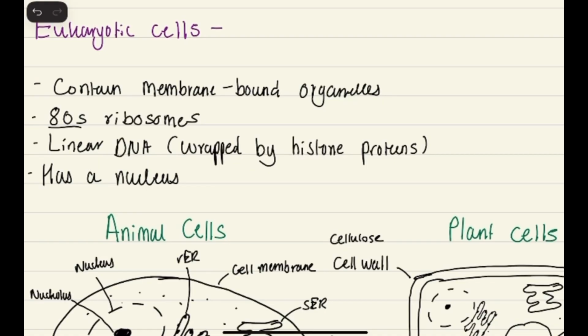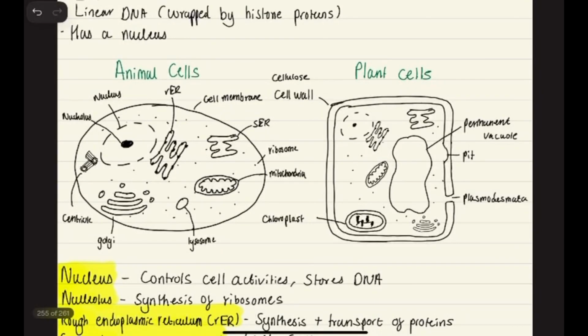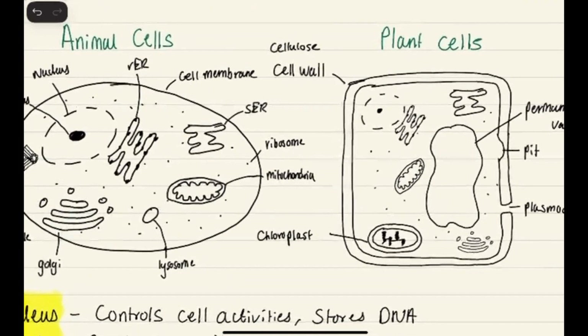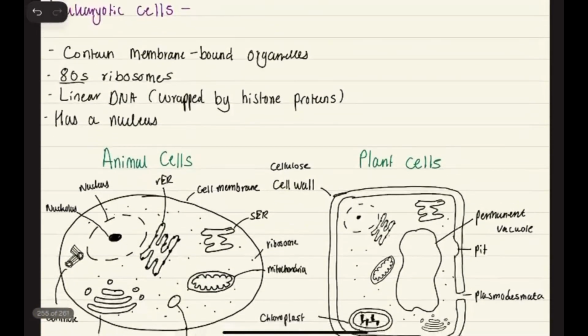DNA is linear, meaning it's wrapped by histone proteins, and it is also contained in the nucleus. So these are really important points to know about eukaryotic cells. Animal and plant cells are the main ones that you need to know the structure of. And we've got a lot of different organelles inside of here. Let's just start outside, cell membrane. I'm going to highlight things as we go.